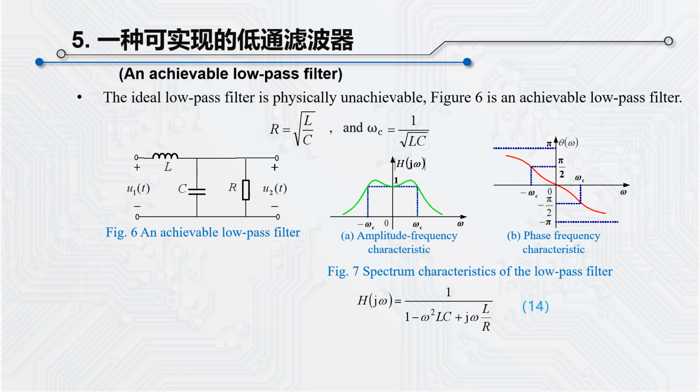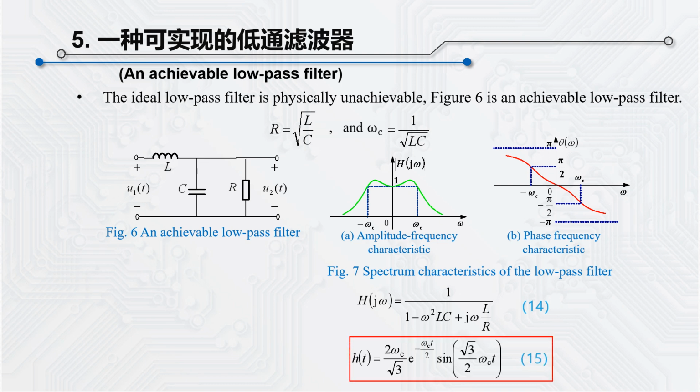Figure A shows its amplitude frequency characteristic. Figure B shows the phase frequency characteristic. In its amplitude frequency characteristic, we can find that in the frequency range from minus omega c to omega c, it is approximate to the ideal low-pass filter. Its phase frequency characteristic from minus omega c to omega c is also approximately linear, especially in the vicinity where omega equals 0. It's basically linear.